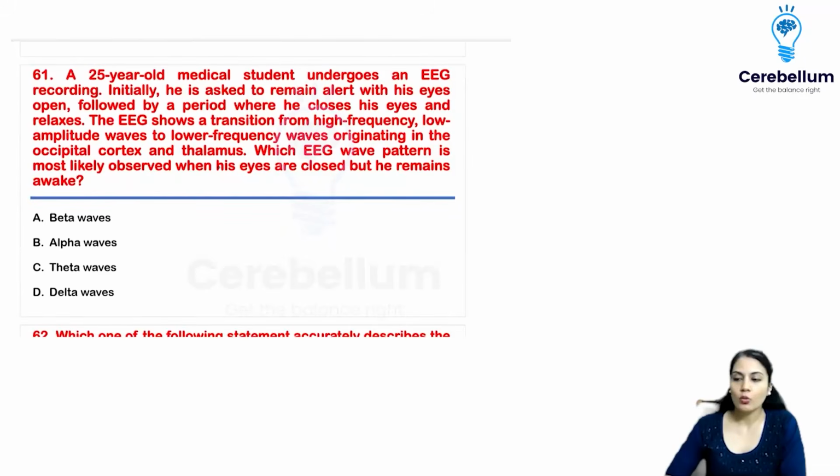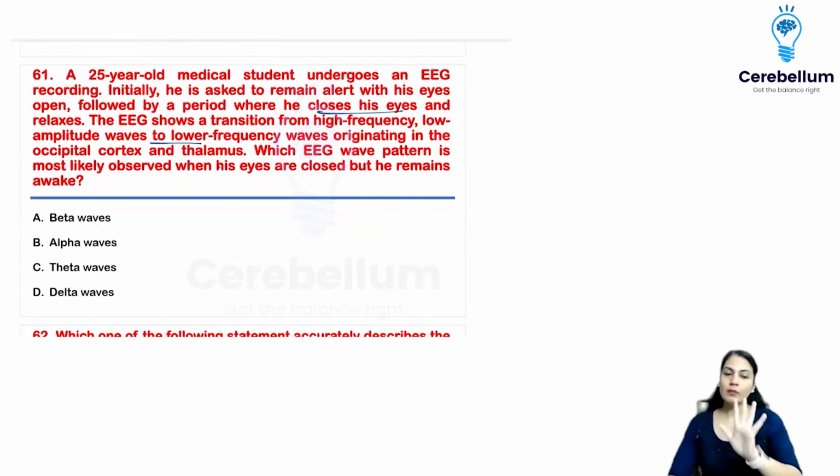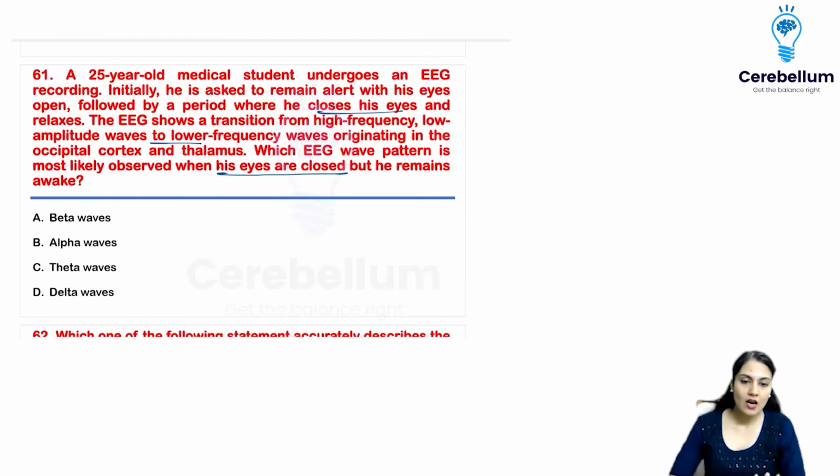A 25-year-old medical student undergoes EEG recording. Initially, he is asked to remain alert with his eyes open, followed by closing his eyes, which shows high frequency, low amplitude waves, then a lower frequency wave originating. The frequency has lowered, which means it is not a beta wave for sure, right? Which EEG wave pattern is most likely observed when his eyes are closed, but he remains awake?